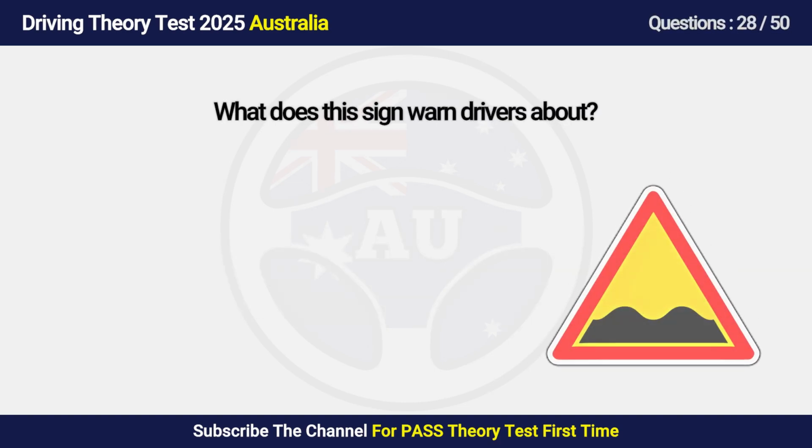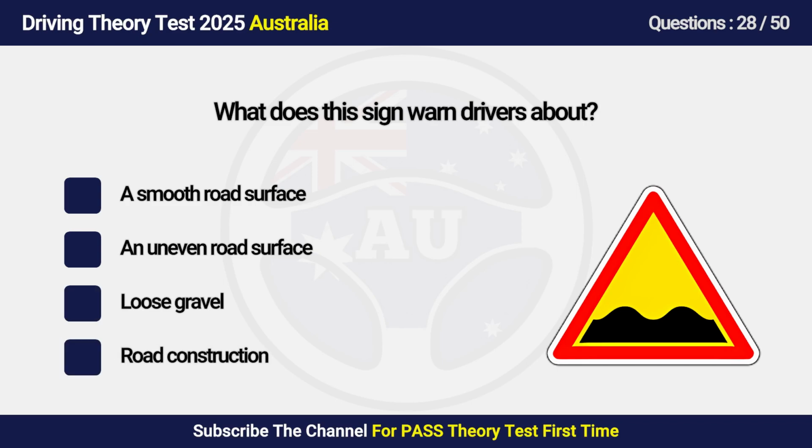Question 28. What does this sign warn drivers about? A. A smooth road surface, B. An uneven road surface, C. Loose gravel, D. Road construction.